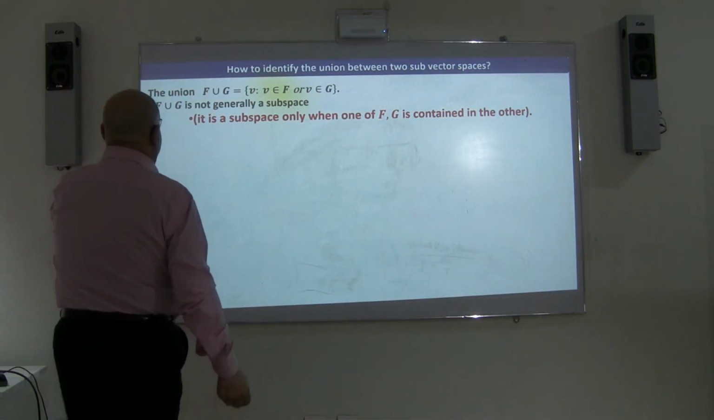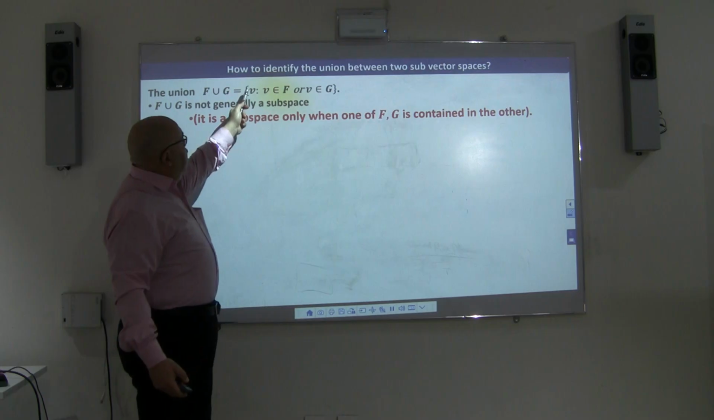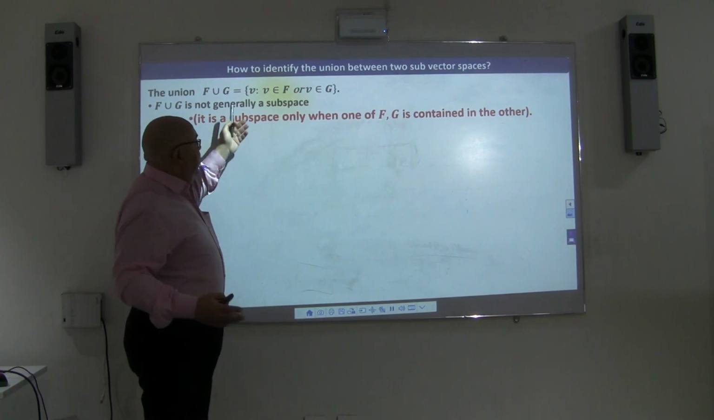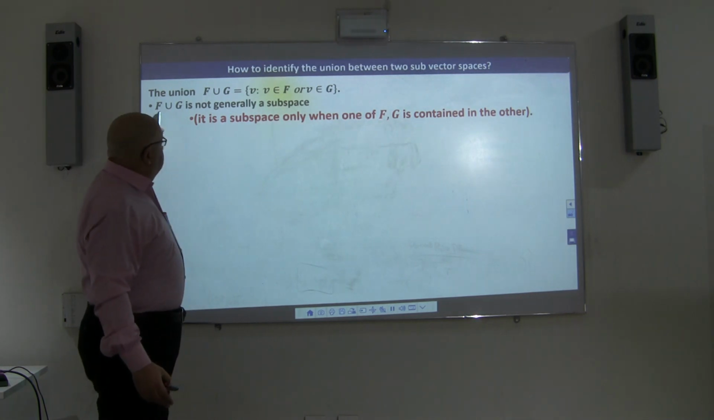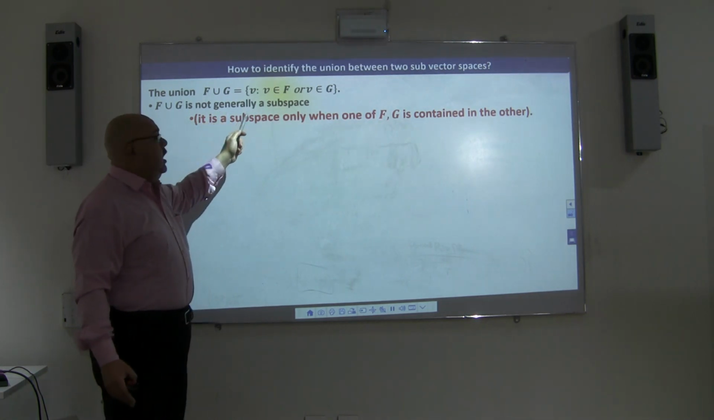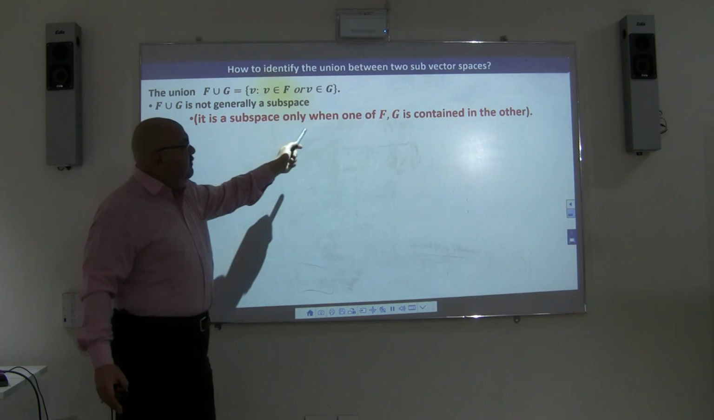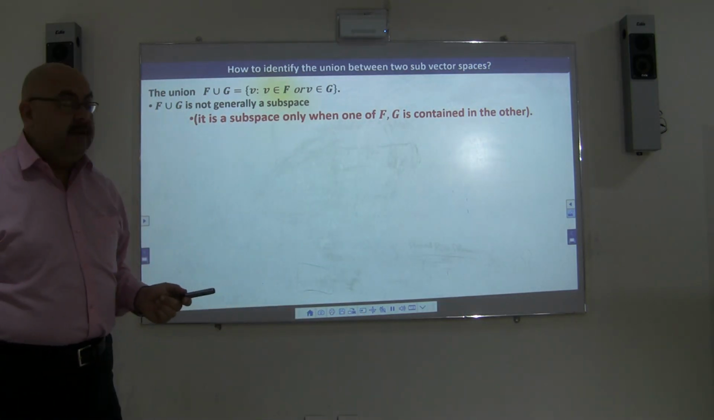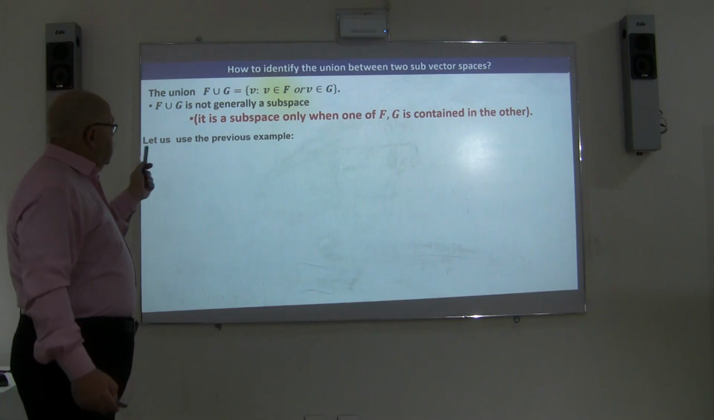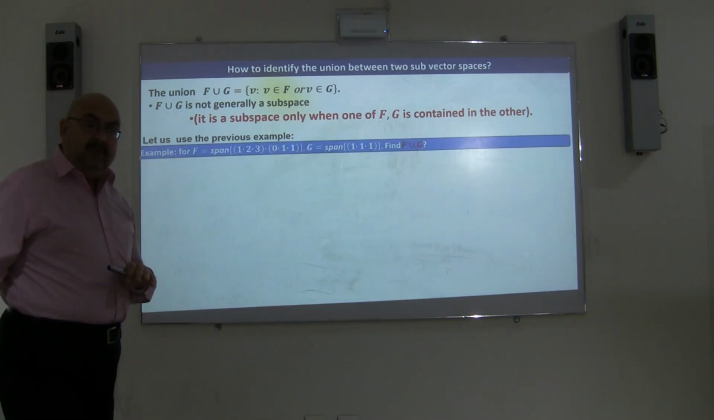Once more, the union F union G is the set of vectors V such that V belongs to F or V belongs to G. F union G is not generally a subspace. It's only going to be a subspace when F and G are contained in each other, meaning one of them is contained in the other. Okay, very good. Let us use the previous example. I will get back to the previous example.